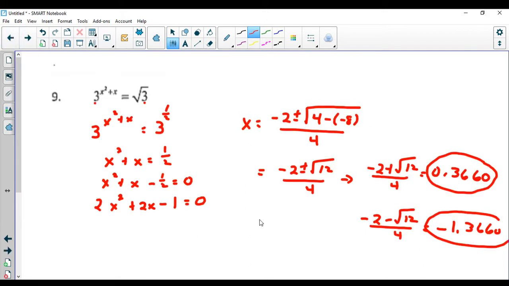All right, so hopefully that helps a little bit. I again try to give you an example of different types of equations that you saw on that worksheet.